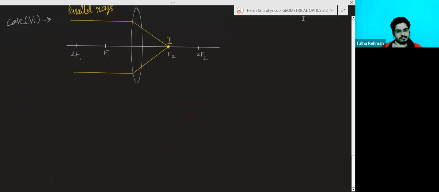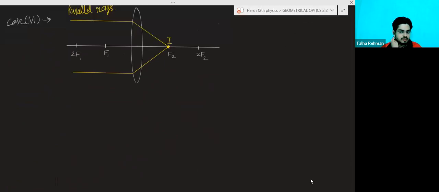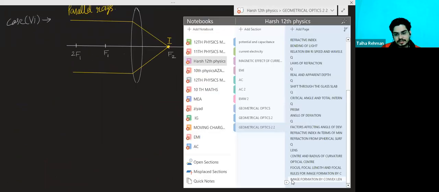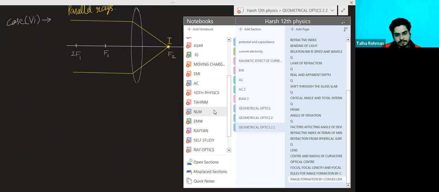By the way, let's see. We discussed image formation by the convex lens. Now we'll discuss image formation by the concave lens.